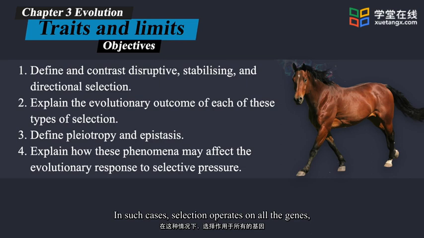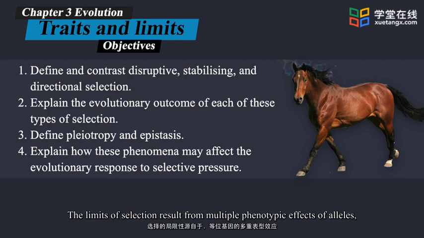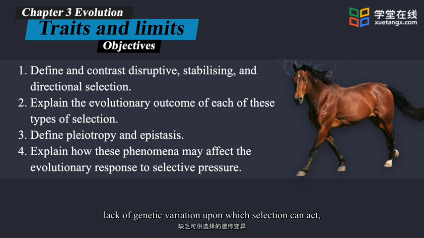In such cases, selection operates on all the genes, influencing most strongly those that make the greatest contribution to the phenotype. The limits of selection result from multiple phenotypic effects of alleles, lack of genetic variation upon which selection can act, and interactions between genes.